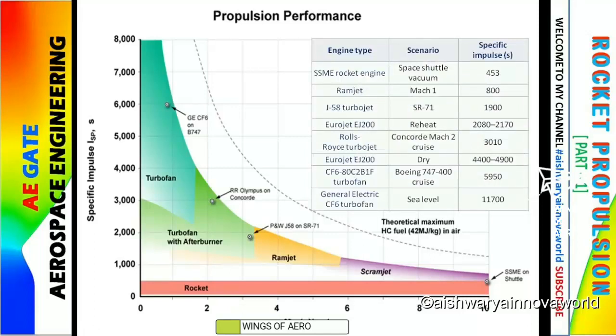See this block I have given you for your reference. You can also find this on Wikipedia. The rocket engine of the space shuttle in vacuum gives around 453 seconds, whereas the ramjet gives around 800 seconds. Then the highest one you see is the turbofan, at 11,700 seconds. So you better remember the ranges where they belong. They might ask for ascending order from this part.